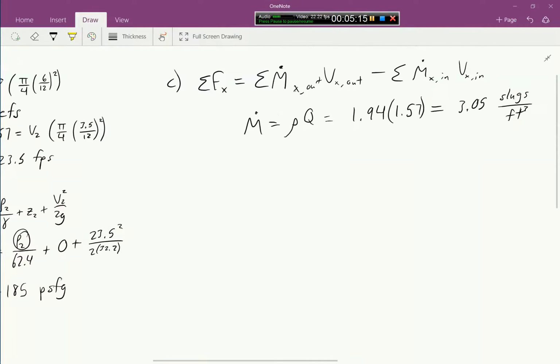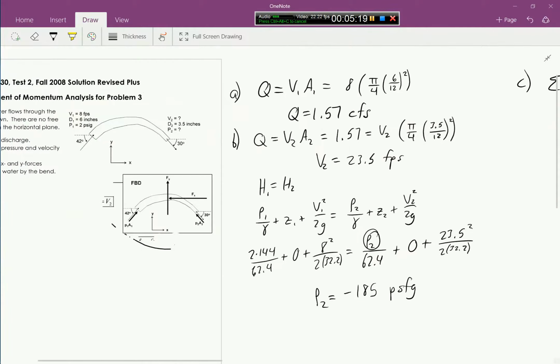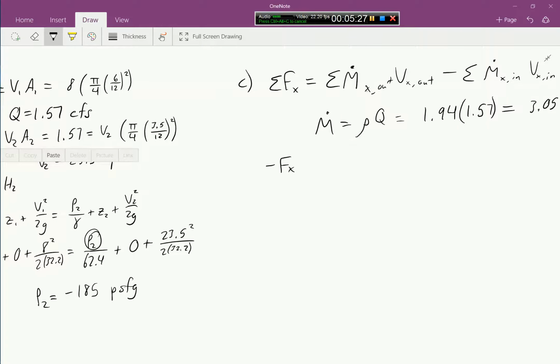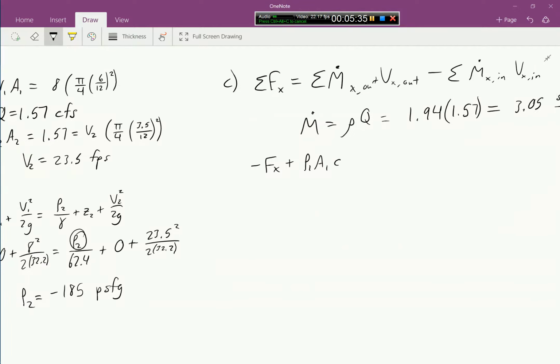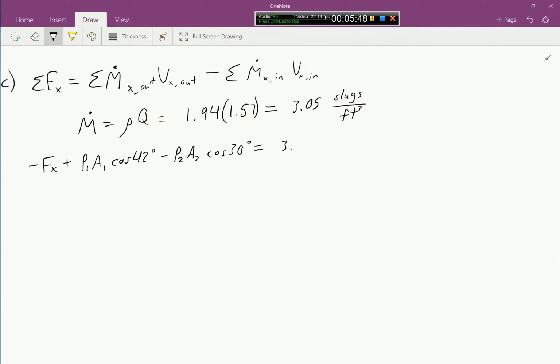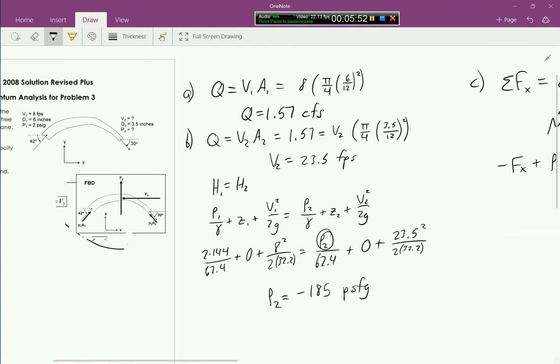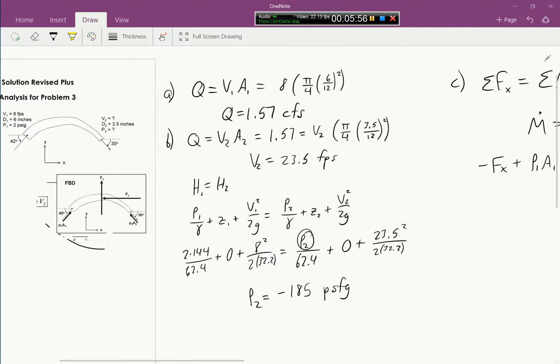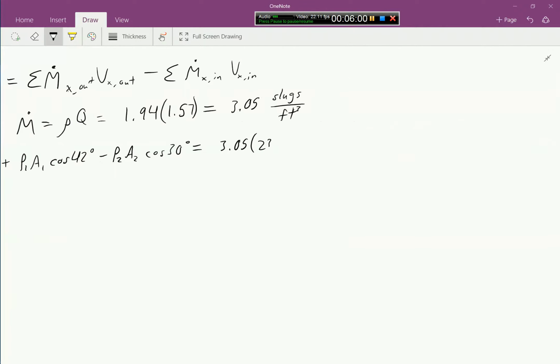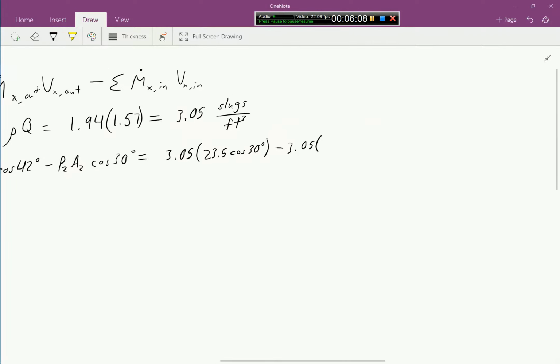So we have the sum of the forces. We'll assume that right on this diagram here is positive, and we have negative Fx plus P1A1 times cosine of 42, and then minus P2A2 times the cosine of 30 degrees, which is equal to m dot, which is 3.05, times the velocity in the x direction coming out, which would be the x component of v2, which is 23.5, times the cosine of 30 degrees, and that's minus m dot, the x component of v1, which is 8 cosine 42.